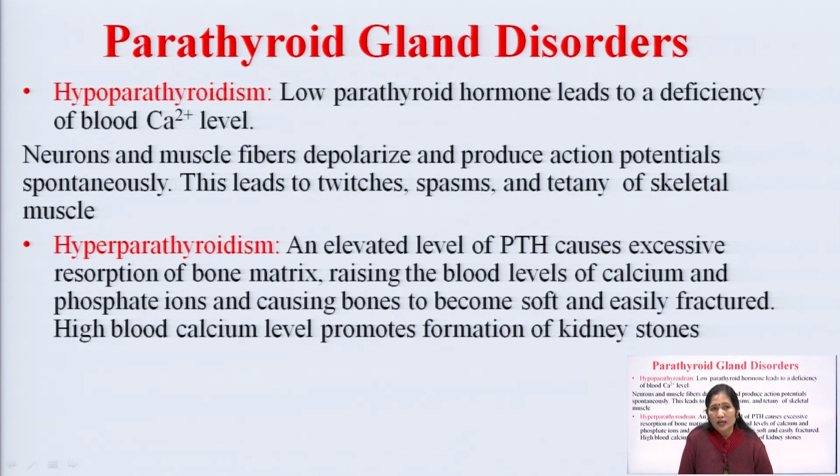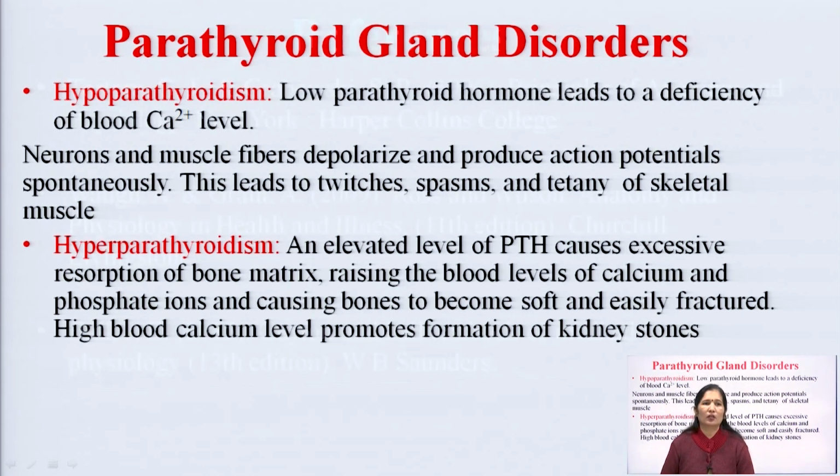Next is the parathyroid gland disorders. Low parathyroid hormone leads to deficiency of blood calcium level, known as hypoparathyroidism, and a high level of parathyroid hormone causes excessive resorption of bone matrix, raising the blood level of calcium and phosphate ions, causing the bones to become soft and easily fractured, and that causes hyperparathyroidism. So, these were the parathyroid gland disorders, hypo as well as hyperparathyroidism.